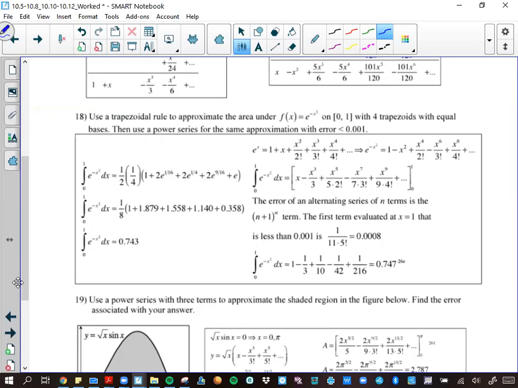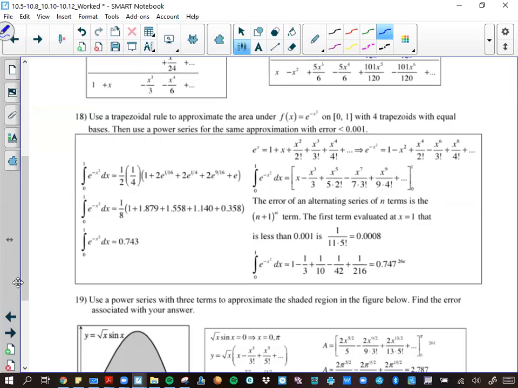Because we know what e to the x is, we'll replace all of our x's in e to the x with negative x squares. And they want 4 trapezoids with equal bases. Well, our interval is going from 0 to 1. So our lengths, if they want 4 of them, are going to be 1/4, right?